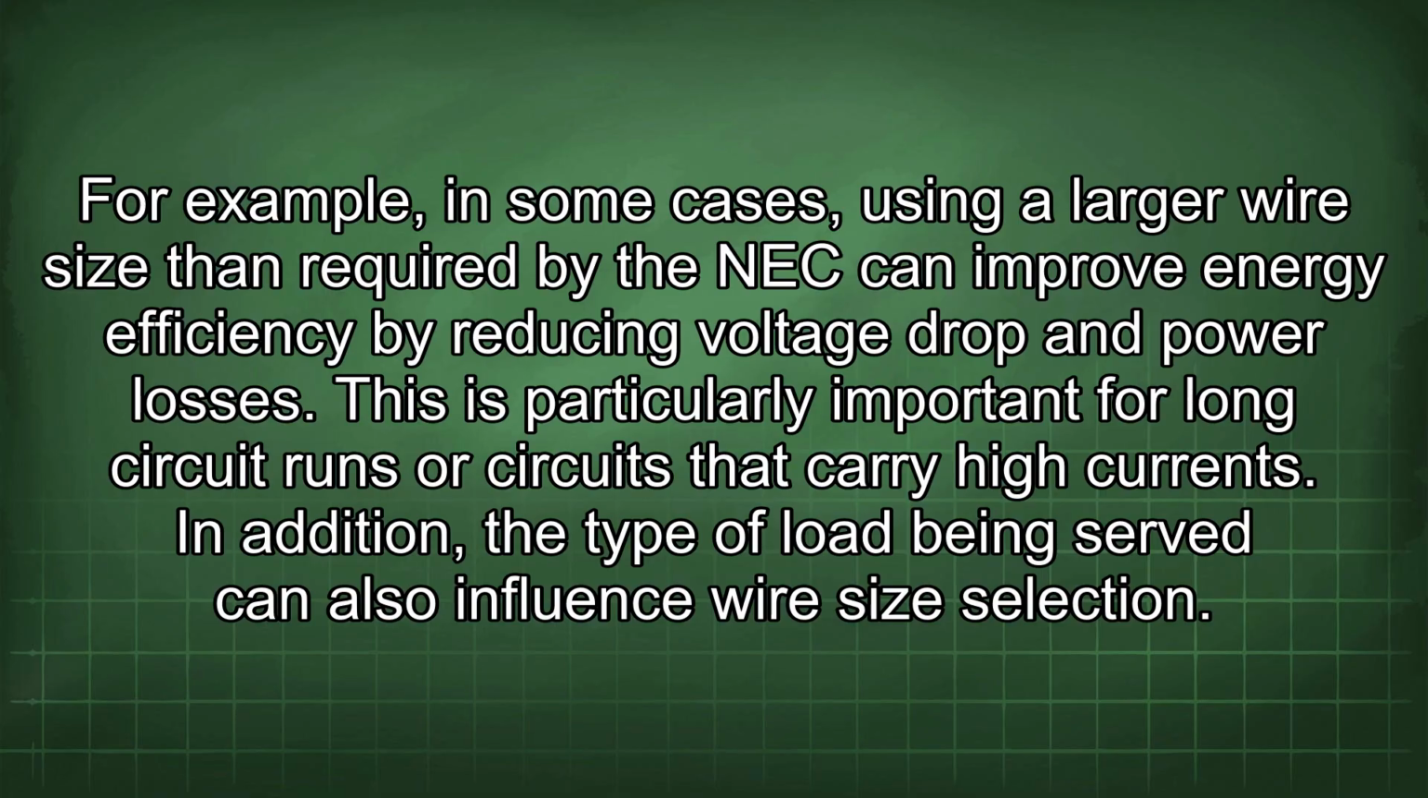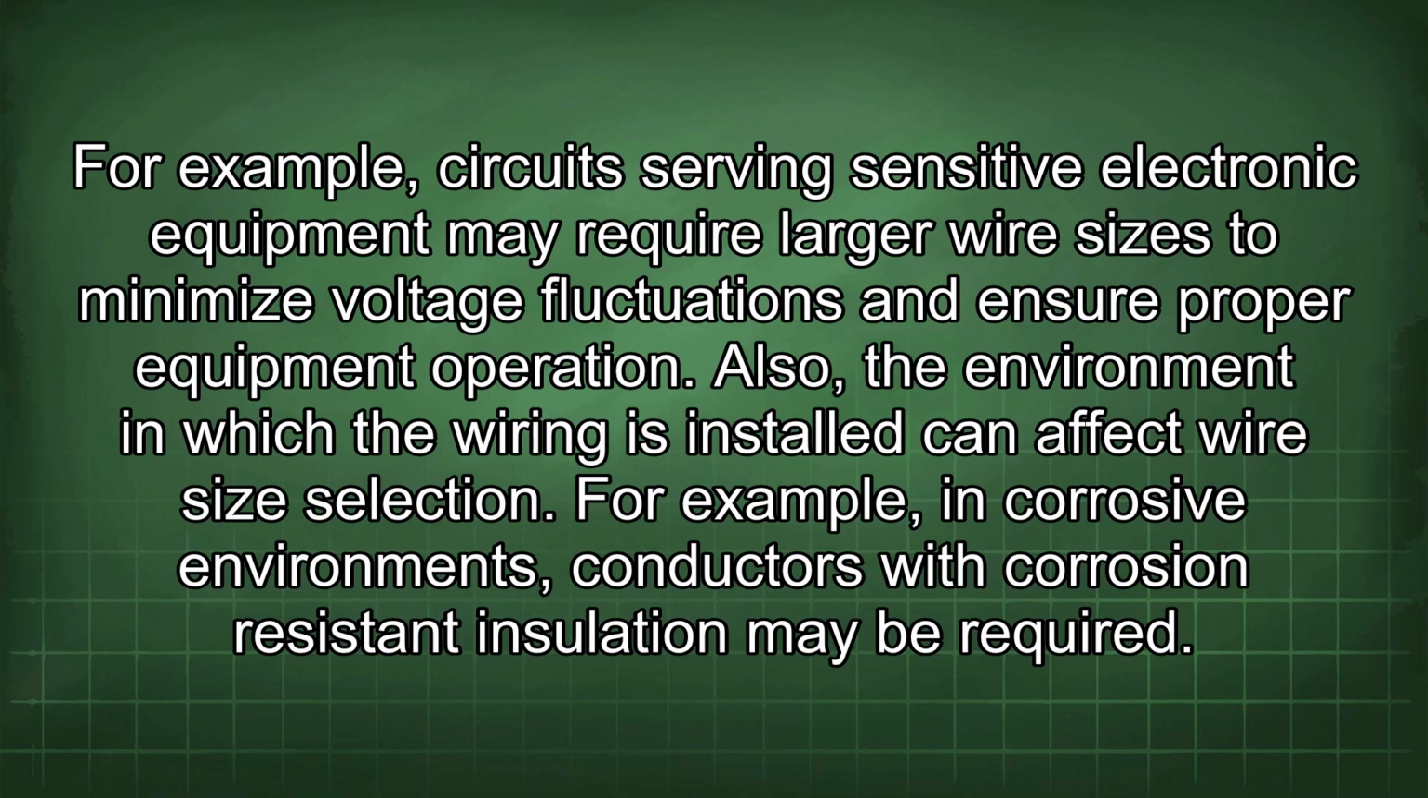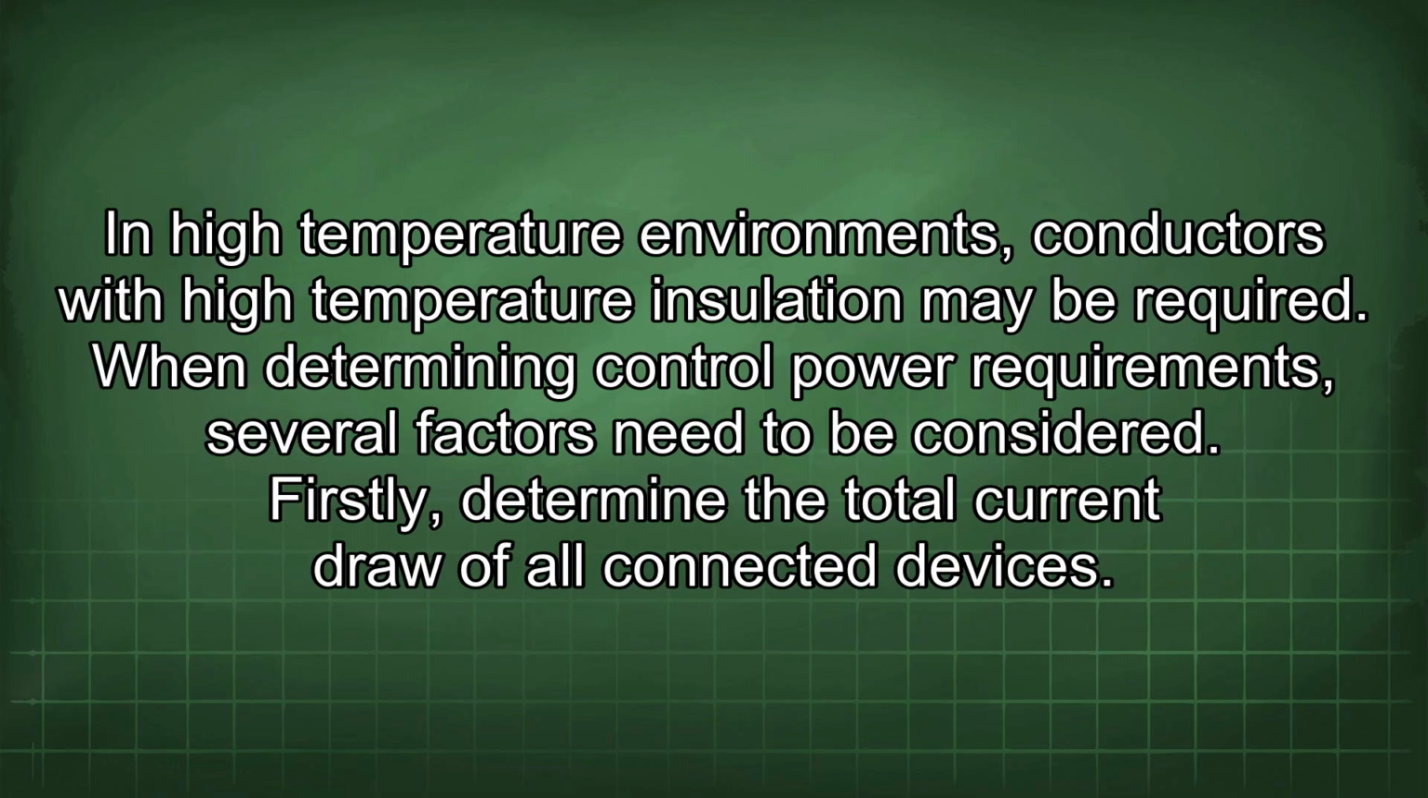In addition, the type of load being served can also influence wire size selection. For example, circuits serving sensitive electronic equipment may require larger wire sizes to minimize voltage fluctuations and ensure proper equipment operation. Also, the environment in which the wiring is installed could affect wire size selection. For example, in corrosive environments, conductors with corrosion-resistant insulation may be required. In high-temperature environments, conductors with high-temperature insulation may be required.